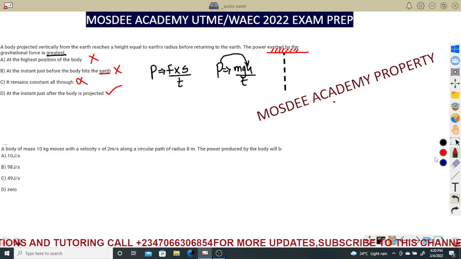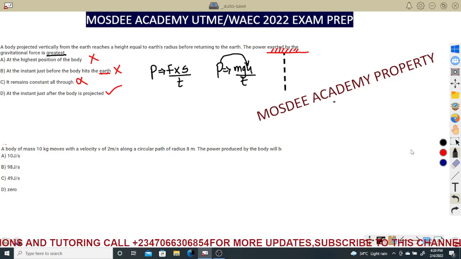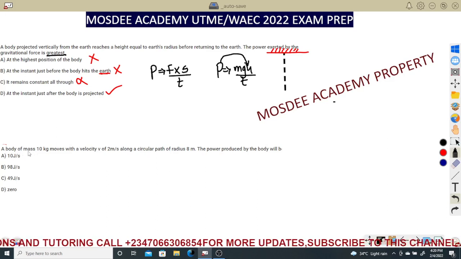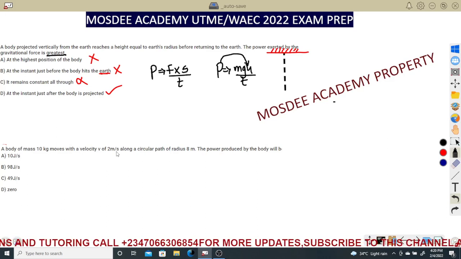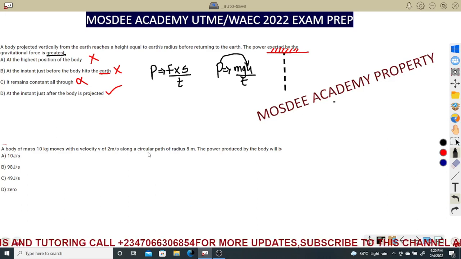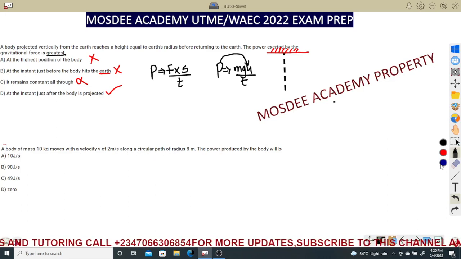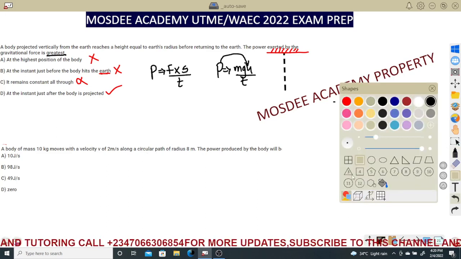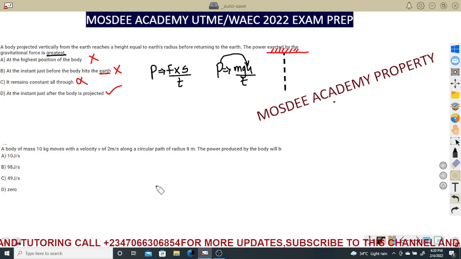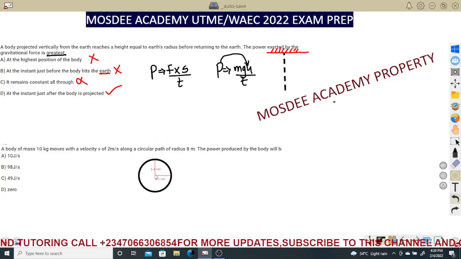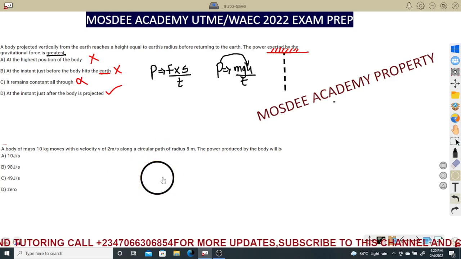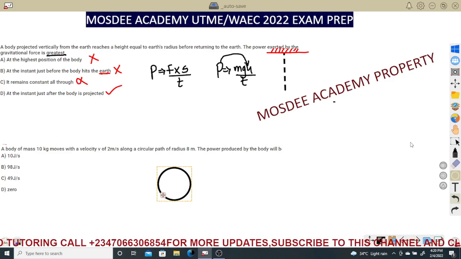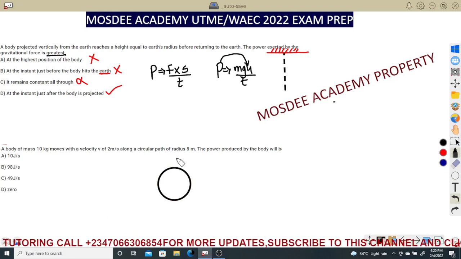So the last question for today, I was able to use the 35 minutes that I said I'll be using for all questions. A body of mass 10 kg moves with a velocity of 2 meters per second along a circular path. The only technicality in this question is for the student to know that when a body is moving along a circular path, the body is moving at constant velocity. And power is a factor of velocity.